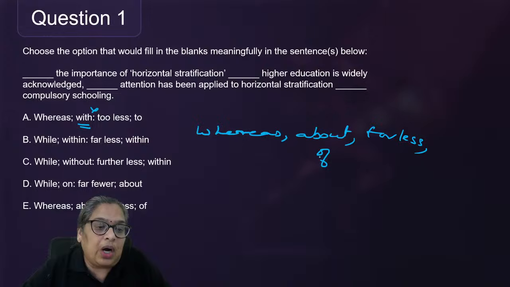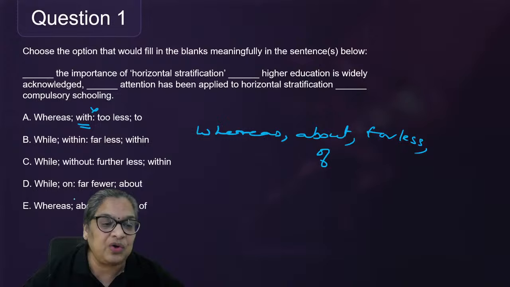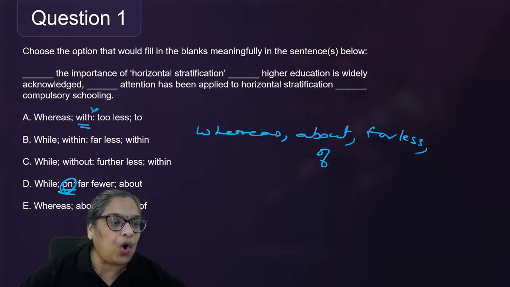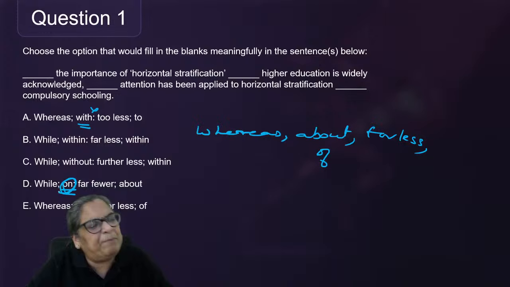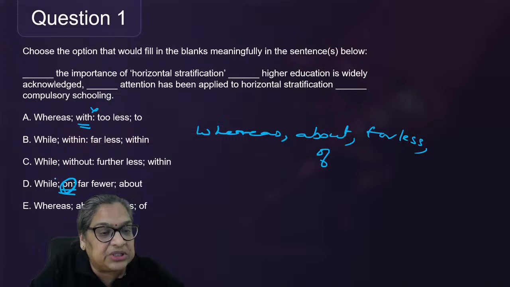While the importance of horizontal stratification on higher education. Do you talk of the importance of something on higher education, Jayant and Vrinda? Importance of horizontal, importance of anything on or with higher education, would you say? What is the option? What is the thing you would say? Importance of this in a particular area or for a particular. Therefore, the second option rules out D. Which one is the right answer now?